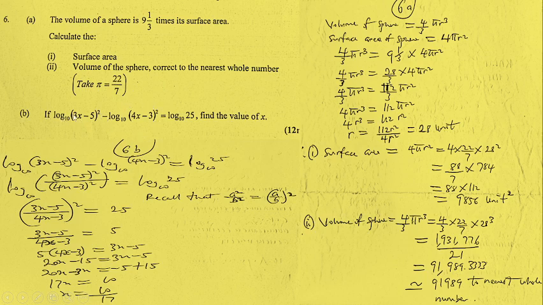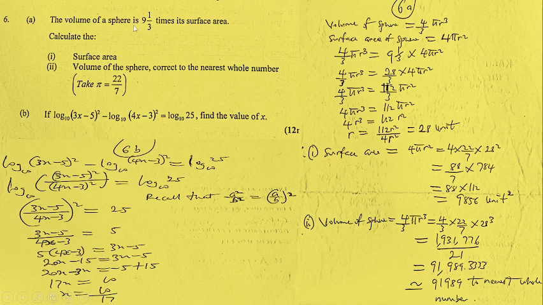Question number b is saying that if log base 10 of this minus log base 10 of this equals log base 10 of 25, find the value of x. So let's first solve this one before we go back to this. Question number 6a is what you're having here. This one is a word problem on a solid shape. We have a sphere as the solid shape, and we are finding the relationship that exists between the surface area and the volume.